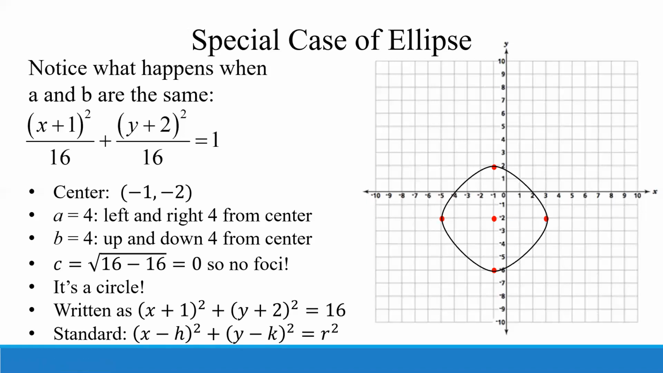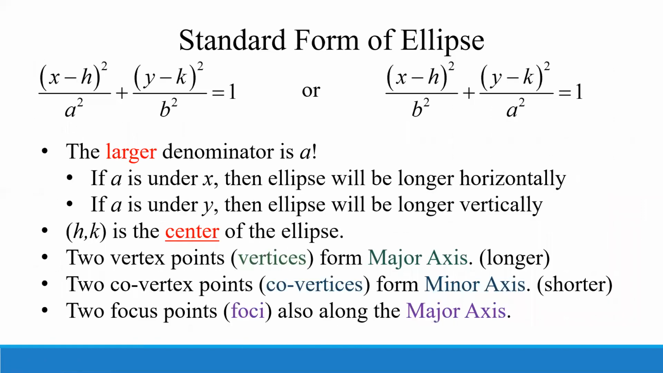So that's your ellipses in the special case of being a circle. And that's kind of how you go about doing those. So I'll leave that screen up there kind of at the end. But remember, it's all about finding your center and then just going left, right, up, down, depending on what those A and the B values are, and then finding your C for the focus point.